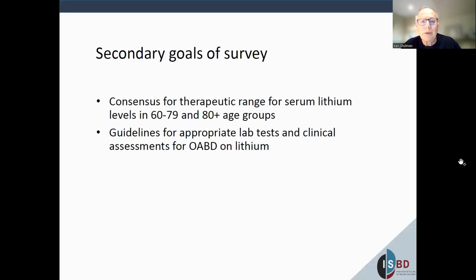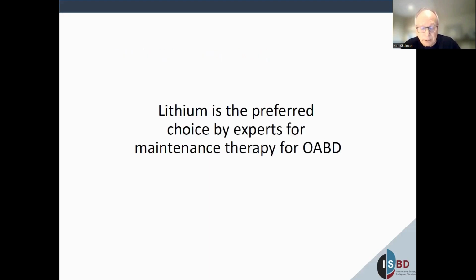We had secondary goals of the survey. We were looking specifically for what the therapeutic range would be in older adults. And we also differentiated, as I just did earlier, the young old, 60 to 79, who I would actually reclassify as late middle age, and a true group of older adults who are 80 and over. I think that's a more appropriate labeling. So we have the young old and the old. And we also wanted some guidelines for the laboratory tests that we need to use when we do use lithium, as well as clinical assessments. So those were our secondary goals.